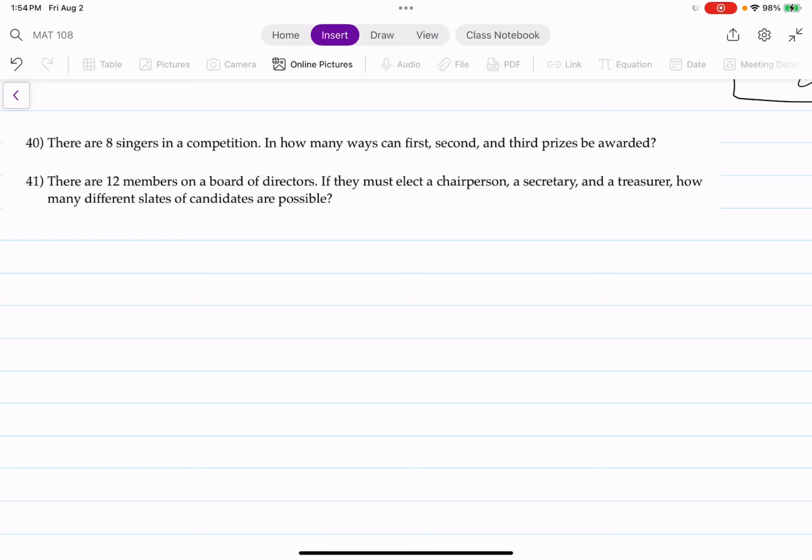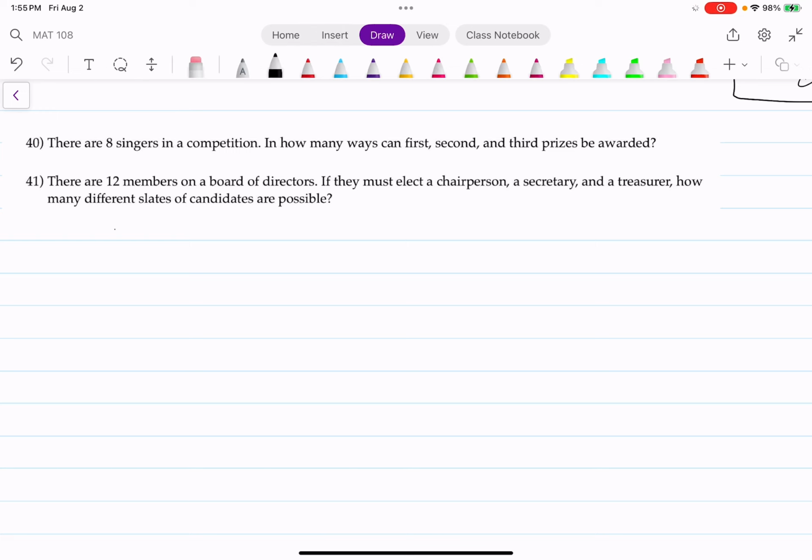There is an order to the question because it says first, second, and third prizes. There are 8 singers, meaning there are 8 people that we can choose from, and each person is distinct. There are distinct roles. So, for number 40, the order matters in how the prizes are awarded. The people in the group are distinct, so they're not considered identical. So when the order matters or the people are considered distinct, we use what is called a permutation.